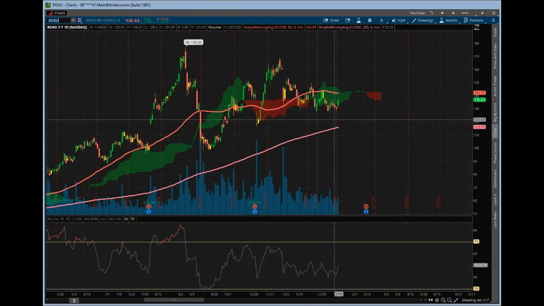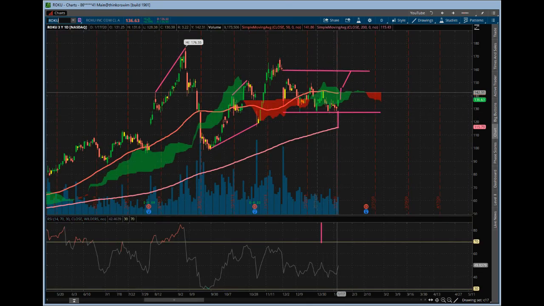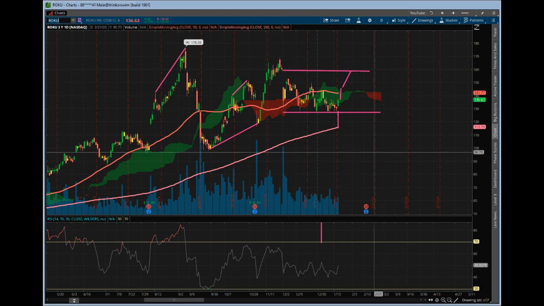The only thing is it's coming into some monthly resistance levels. I really want to see this thing over the 50-day moving average in the cloud for a possible move up for a gap fill. So good stuff there.